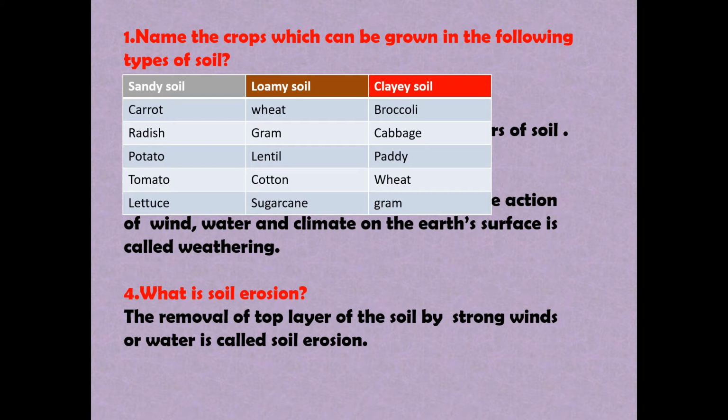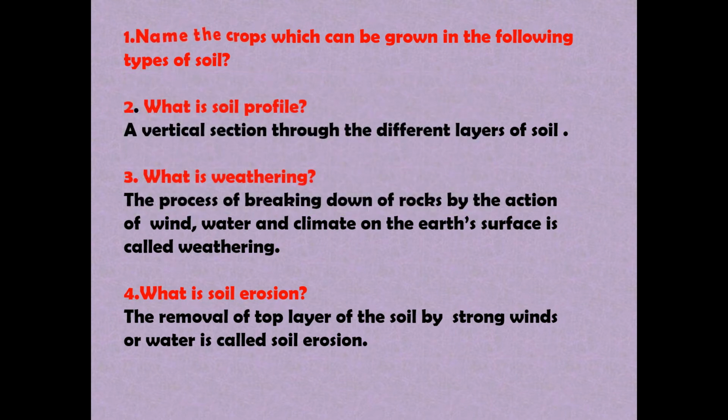Sandy soil: carrot, radish, potato, tomato, lettuce, etc. In loamy soil: wheat, gram, lentil, cotton, sugarcane, etc. In clay soil: broccoli, cabbage, paddy, wheat, gram, etc. So these are some of the crops which can be grown in sandy, clay as well as loamy soil.